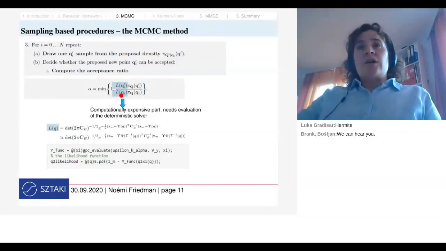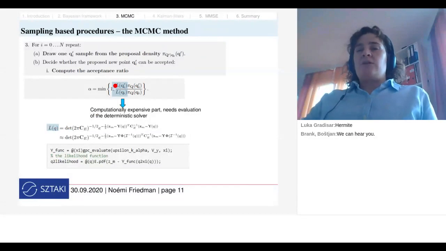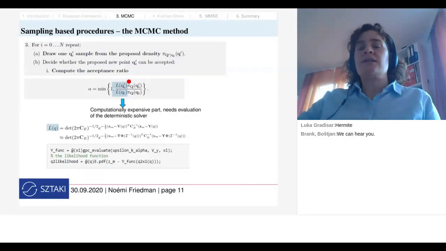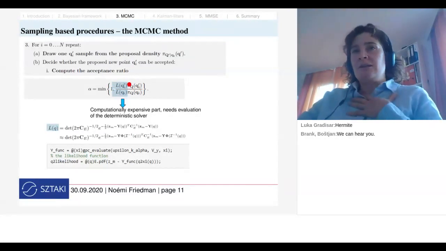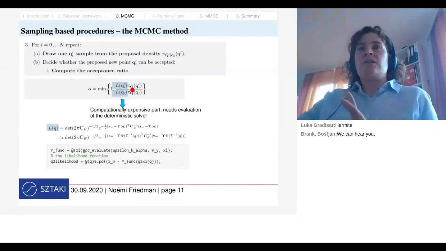Okay, so a question, how do I evaluate this? This is the way I will do the random walk, but okay, how do I compute at a certain value of Q the likelihood and the prior density? So the prior density is really not a problem. This is a density function that I decided what it is. I defined its probability distribution function too, so I can evaluate it at any parameter values.